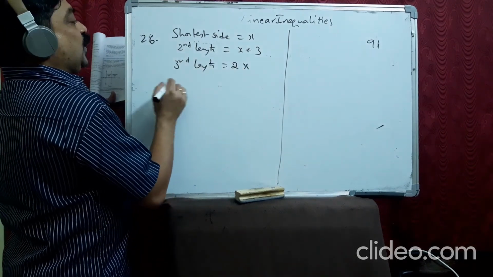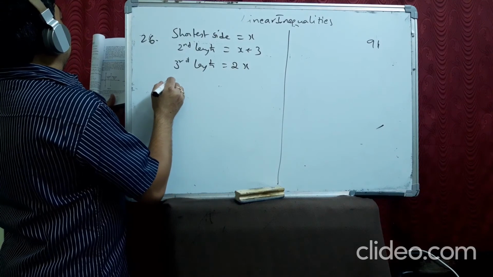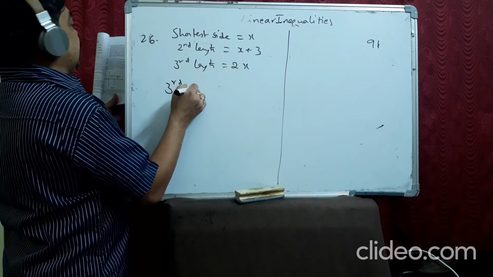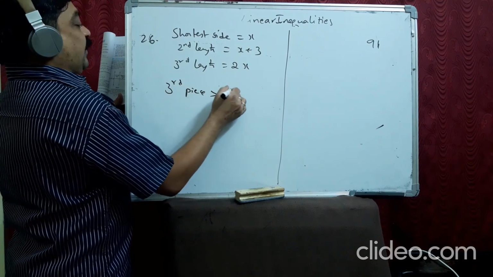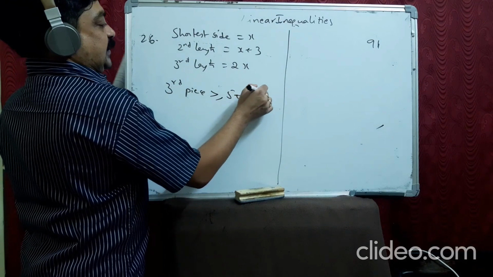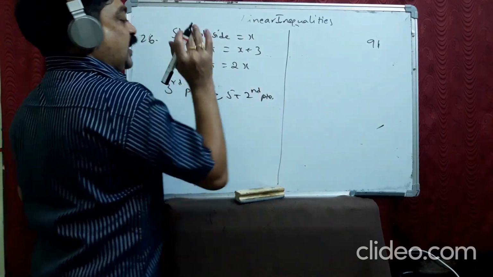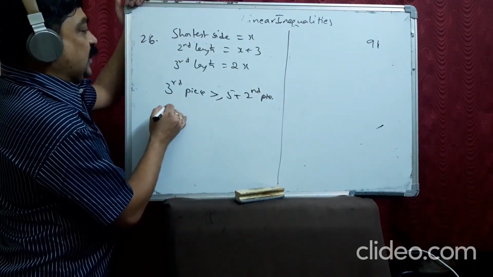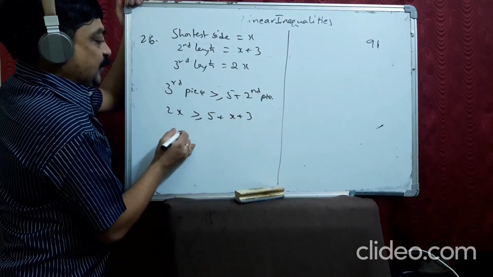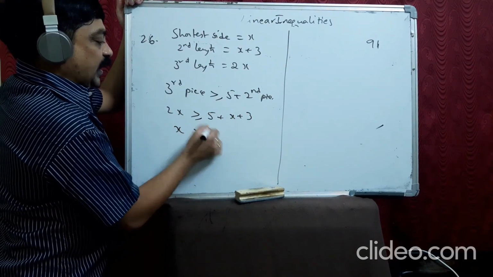Okay, now what did they say? Possible lengths of the shortest. If the third piece is at least 5 centimeters more than the second piece. So this is a condition. Third piece means 2x greater than or equal to 5 plus x plus 3. So it becomes x is greater than or equal to 8.